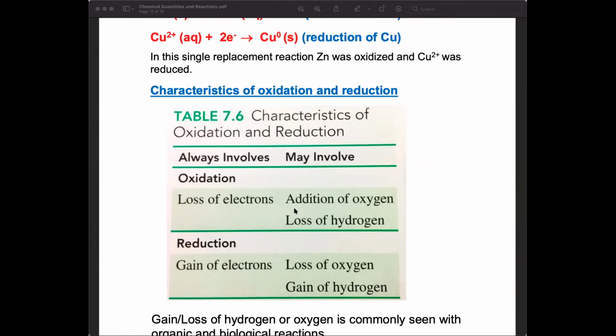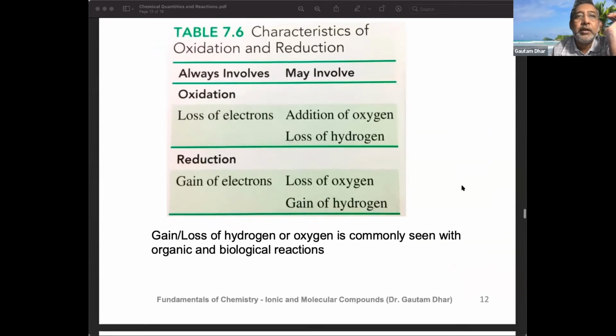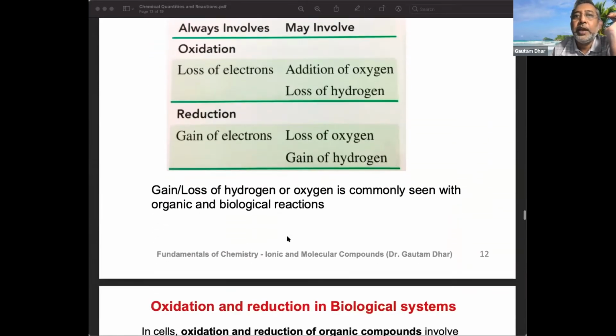So we often see addition of oxygen or loss of hydrogen in biochemical reactions. Addition of oxygen, as the name suggests, is oxidation. Loss of hydrogen, the opposite, is also oxidation. Similarly, loss of oxygen is reduction and gain of hydrogen is reduction. So we use that in biochemistry, in biological reactions mainly.